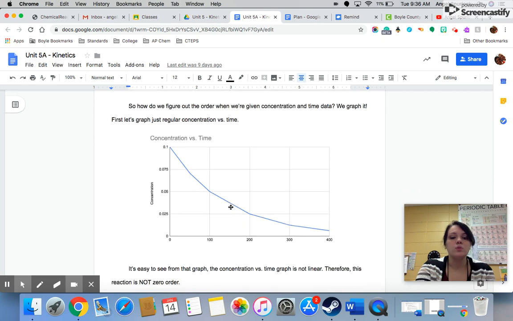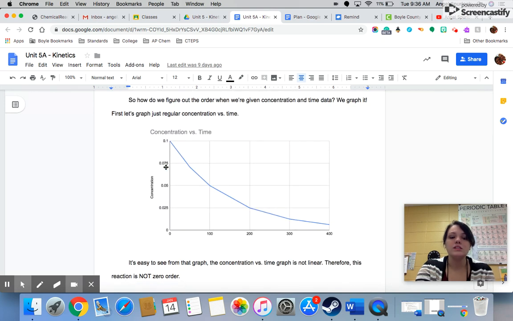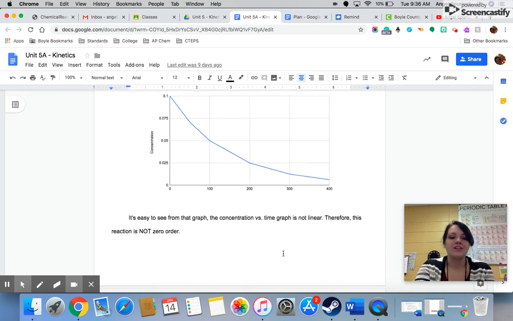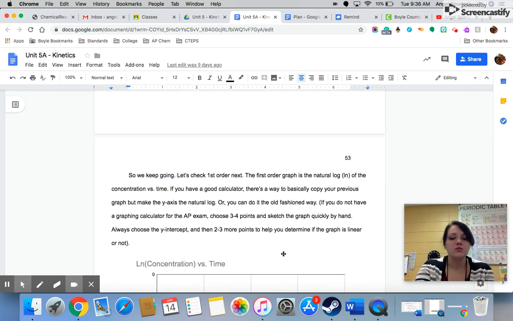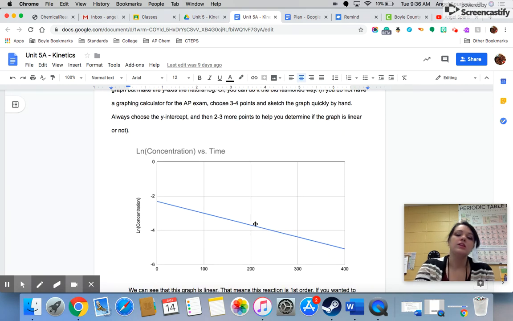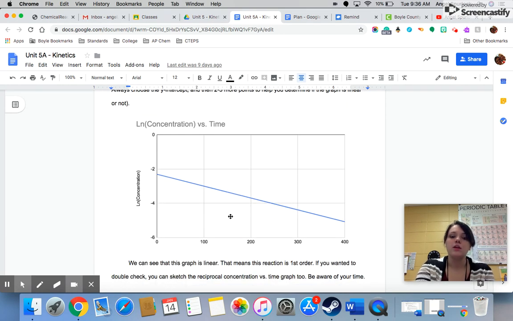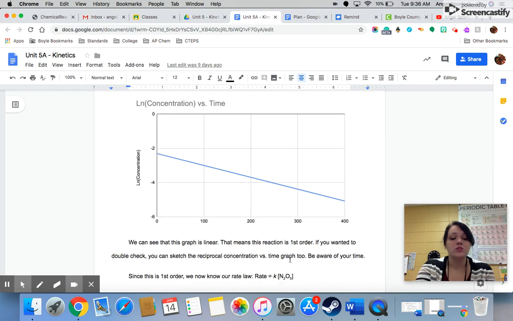So I've already put the graphs on here for you. This is just concentration versus time. Notice that this graph is pretty exponential. It is not linear, so this is not going to be a zero order reactant. So let's move on to first order. This is natural log versus time. That means that if this graph is linear, our reactant is first order, and it is. It's very linear. So this means that the reactant is first order.